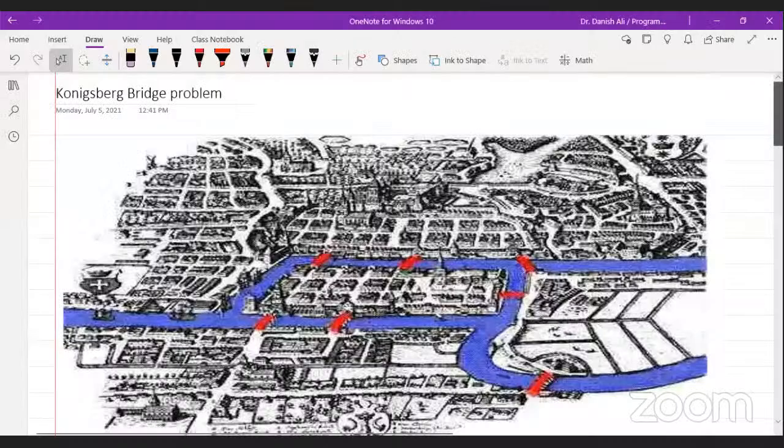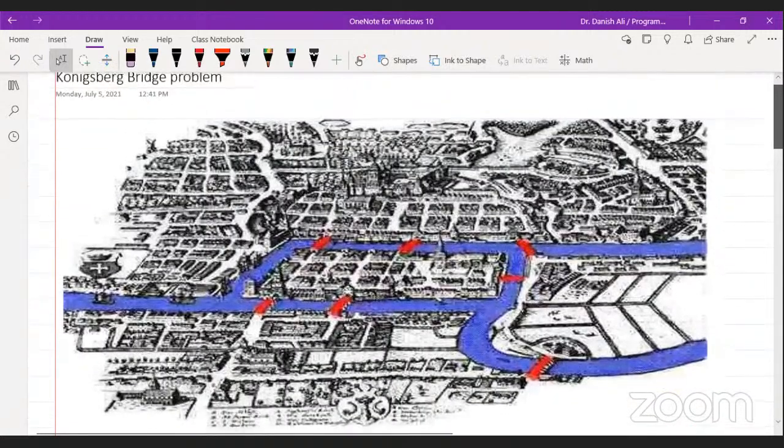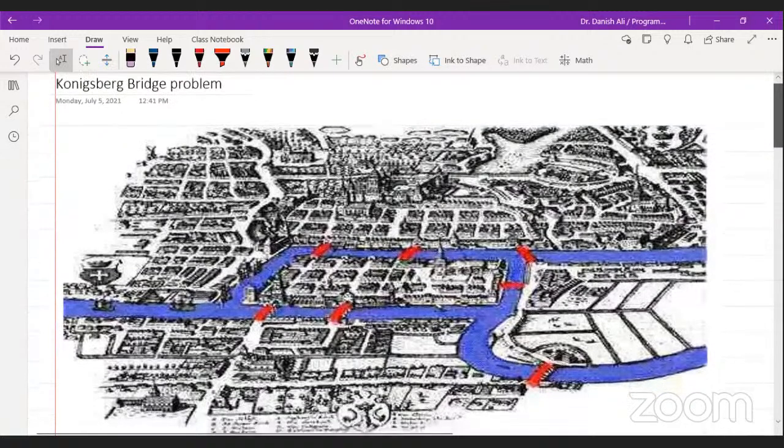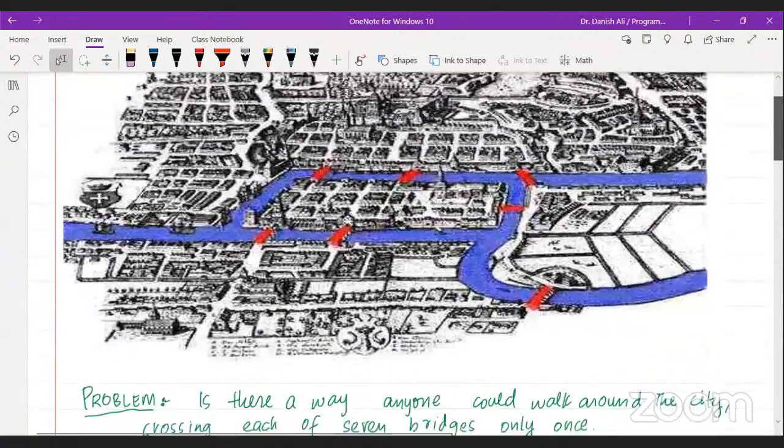Yes, today's topic is the Königsberg Bridge problem. So Königsberg was a city in the 18th century. This problem was proposed in the 18th century. Probably that city was there before the 18th century as well.